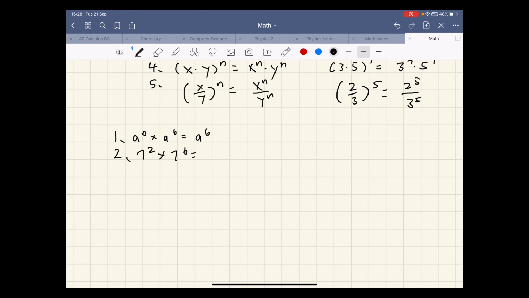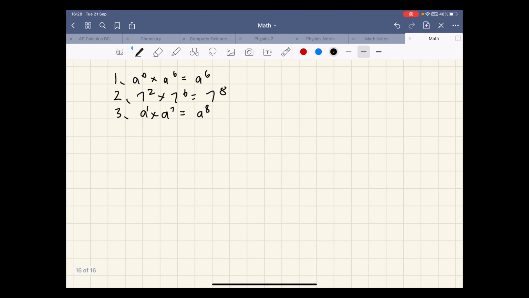And since they have the same base, you can just add them, get 7 to the power of 8. Number 3, a times a to the power of 7 equals, well, this a is essentially a to the power of 1. So 1 plus 7 is 8, so that is a to the power of 8.